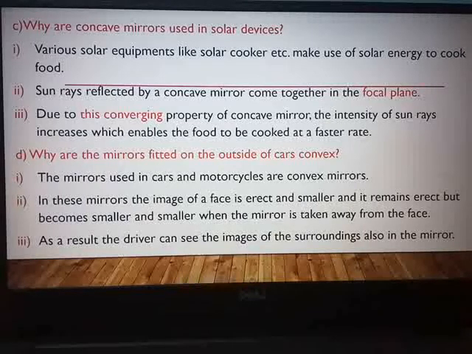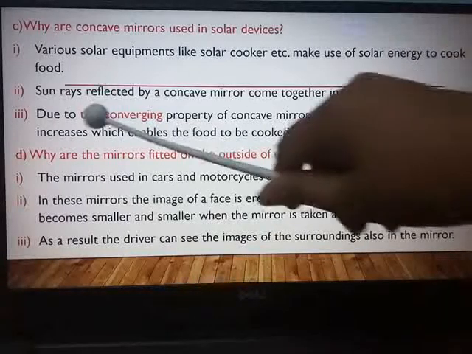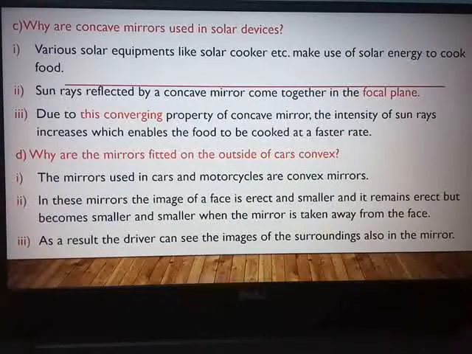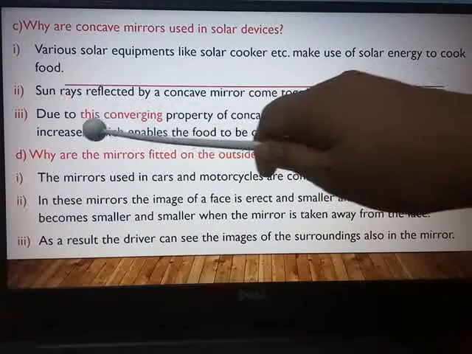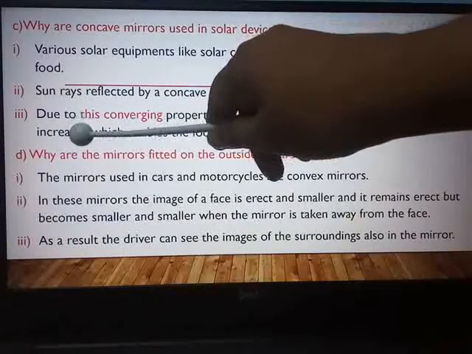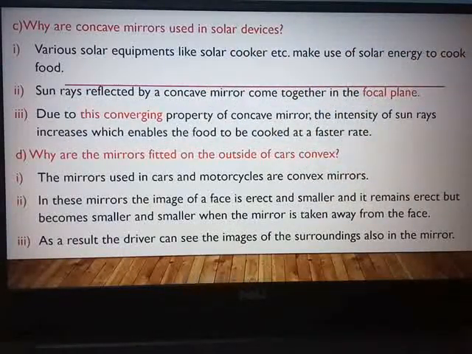Third and very important point is, due to this converging property of concave mirror, the intensity of sun rays increases. What happens due to this converging property, due to the property of bringing the rays of light together of a concave mirror? The intensity of sun rays increases, which enables the food to be cooked at a faster rate, and hence we make use of a concave mirror.